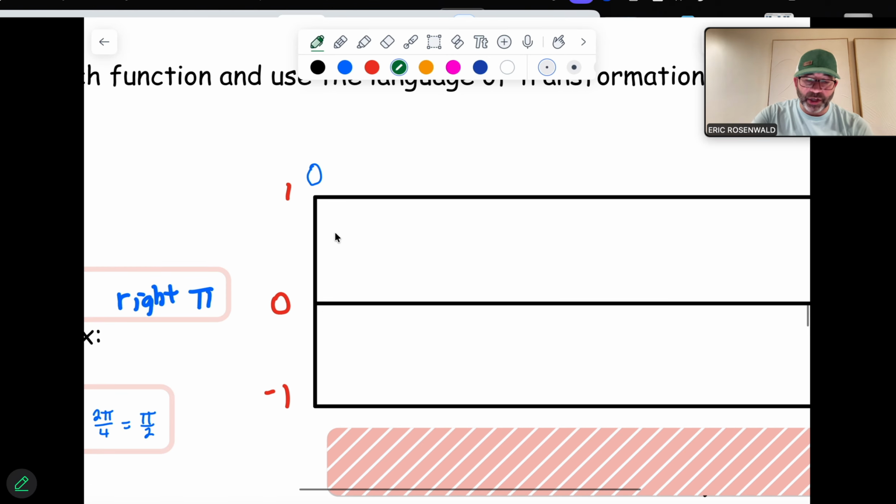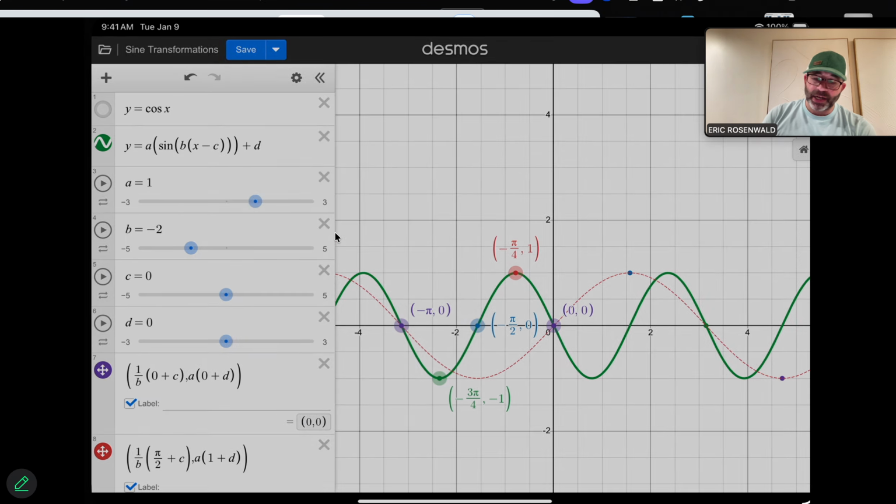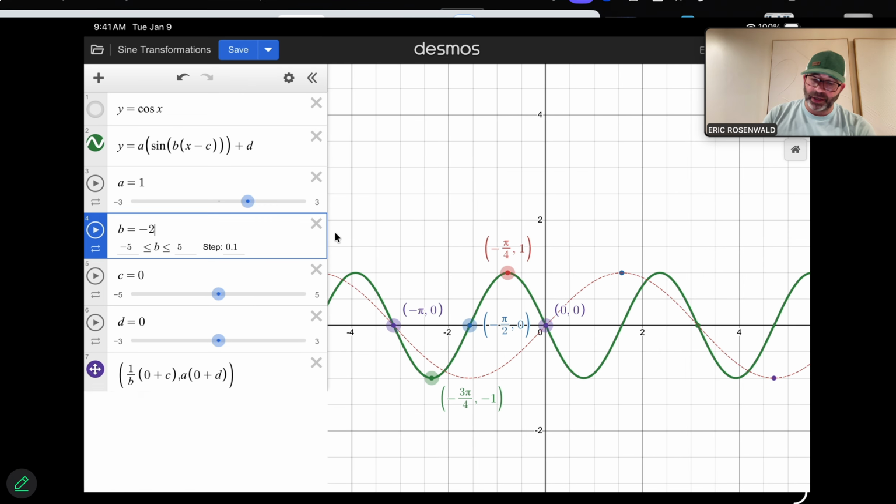Normally, my graph would start right here at 0. This is the typical starting point, right? But what's going to happen is we're moving to the right pi. Now I'm going to go ahead and reset this so we can talk about this and you can see it.